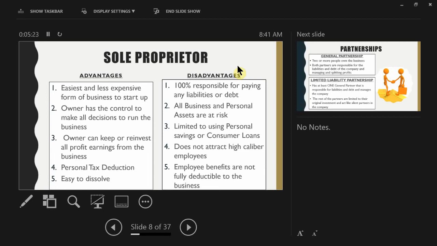And lastly, it is very easy to dissolve. Since you are the only person who created the business, you are also the one who can easily just throw it away. All you have to do is report to the state and local agency that you are closing, close up your bank account, rip up your business license, and that's it. That's how easy it is to create a business and to dissolve it. Any questions on the advantages of being a sole proprietor?